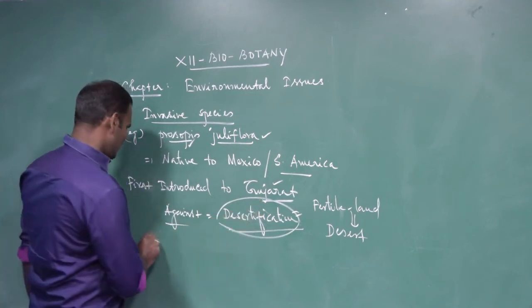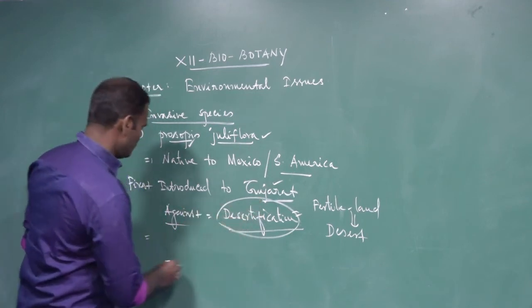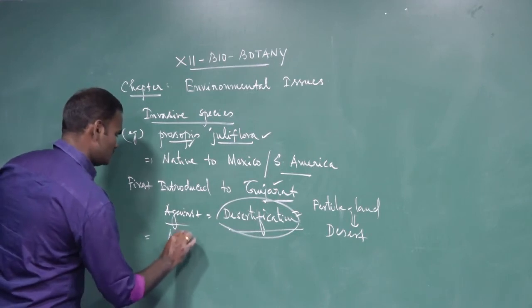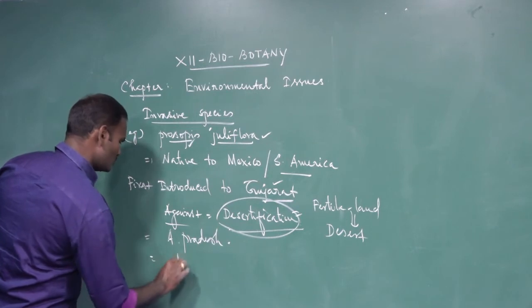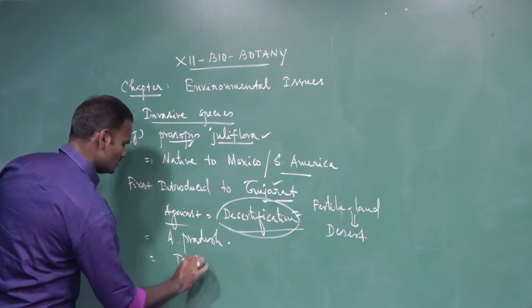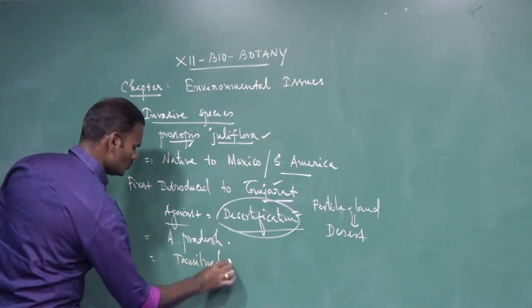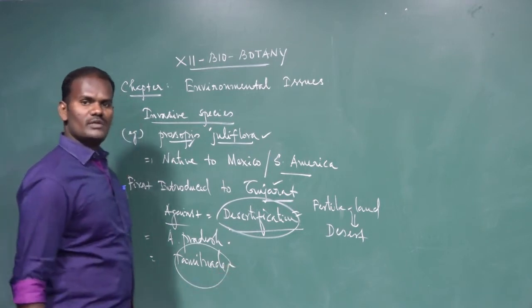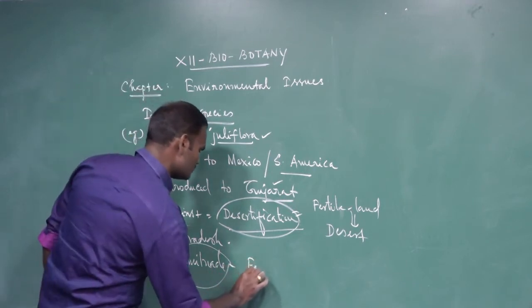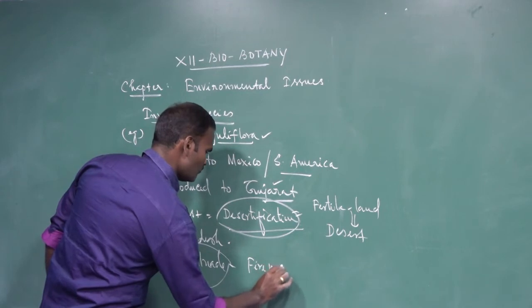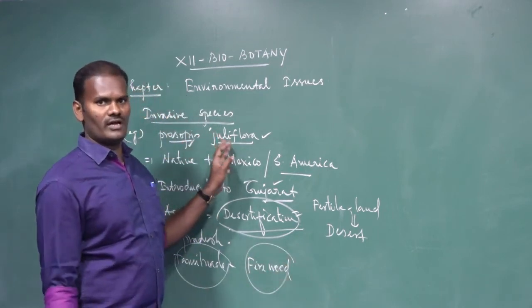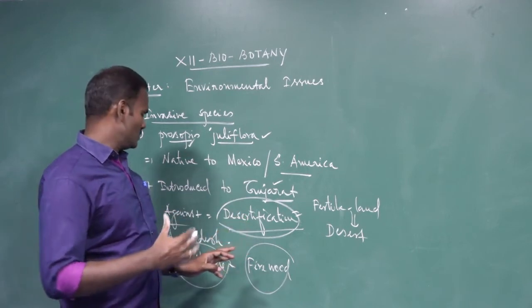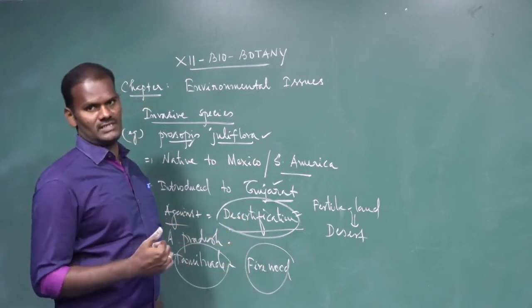Second, from Gujarat it was introduced to Andhra Pradesh. Then finally it was introduced to our state, Tamil Nadu. In our state, this species, Prosopis juliflora, is one of the major sources of firewood.